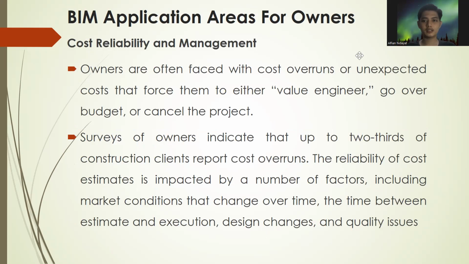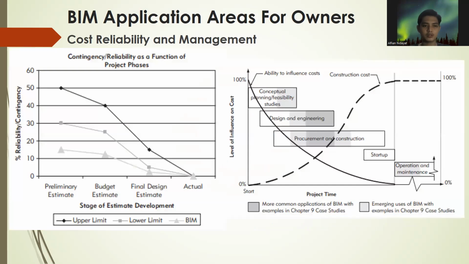The next is cost reliability and management. Owners are often faced with cost overruns or unexpected costs that force them to either value engineer, go over budget, or cancel the project. Surveys of owners indicate that up to a third of construction clients report cost overruns. The reliability of a cost estimate is impacted by a number of factors, including market conditions that change over time, the time between estimate and execution, scope changes, and quality issues. This is cost reliability and management.